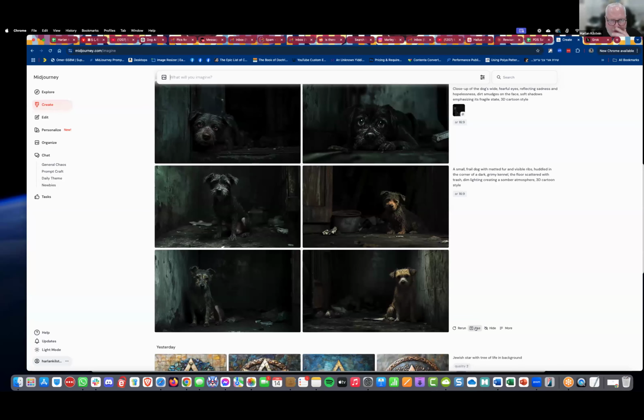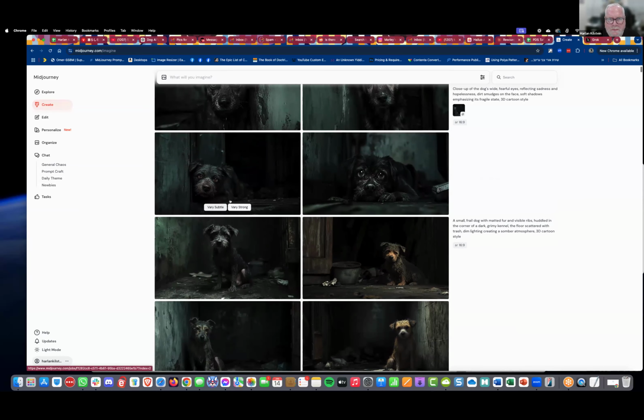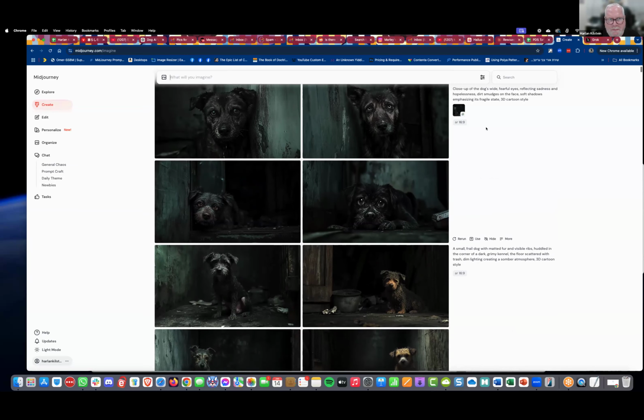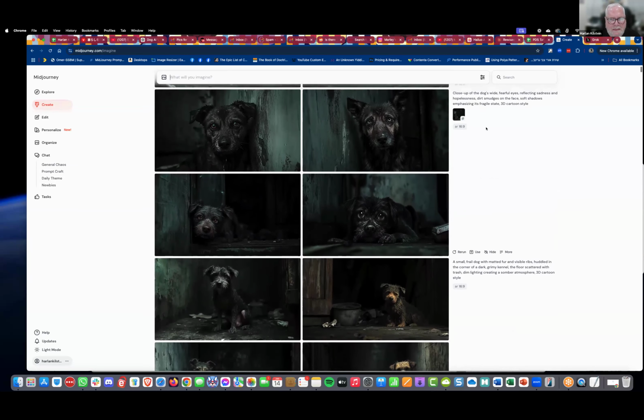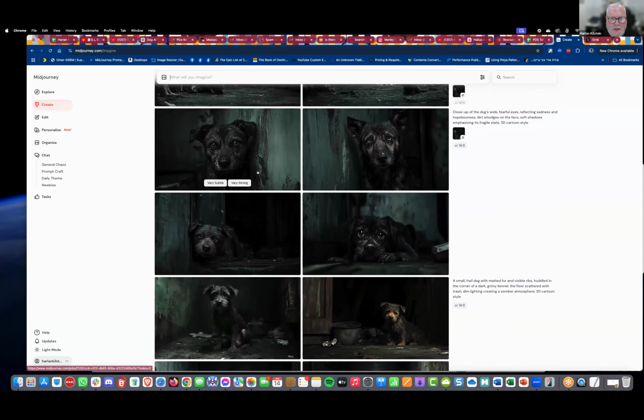And one of the things that Harris was teaching me about was consistent characters. So here: a small, frail dog with matted fur and visible ribs, huddled in the corner of a dark, grimy kennel, the floor scattered with trash, dim lighting creating a somber atmosphere, 3D cartoon style, AR 16:9. This is the one that I like the best. So I made that my reference image, which we will talk about another time. And the nice thing now is that the dog is consistent from image to image.